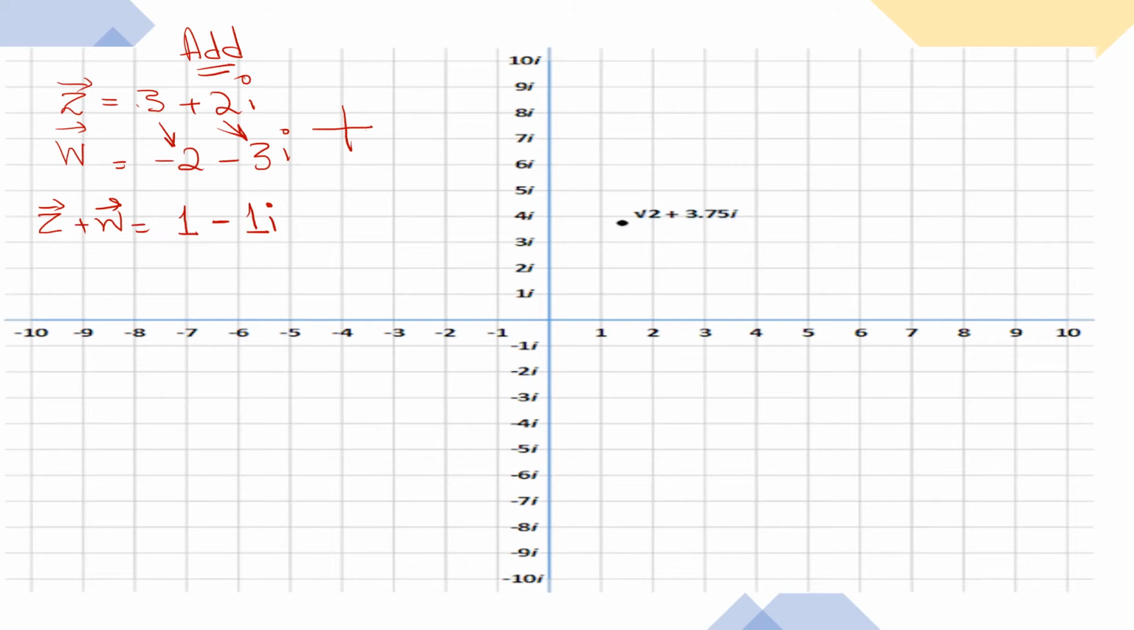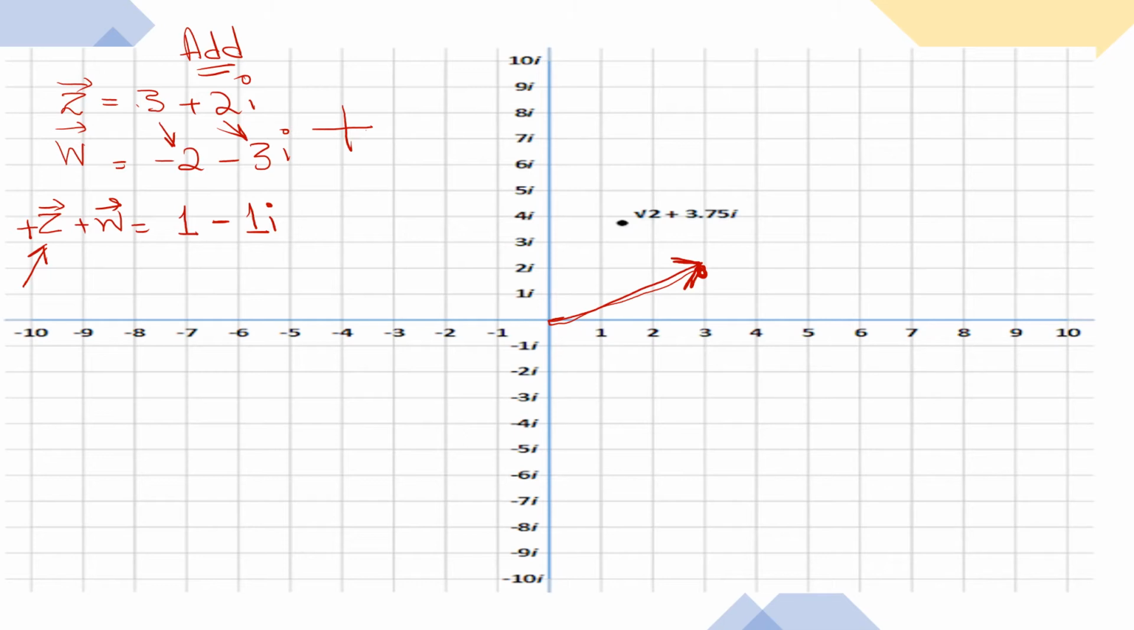Now let's see how to draw these vectors. Keep it in mind, when you are asked to draw on a complex plane or the Argand plane, first of all, draw the first vector as it is. The first vector is z, so just draw it as it is. It means 3 plus 2i: 3 on the real axis and 2i on the imaginary axis. So here is your vector, and join it with the origin. The arrow must be in the direction of the vector.